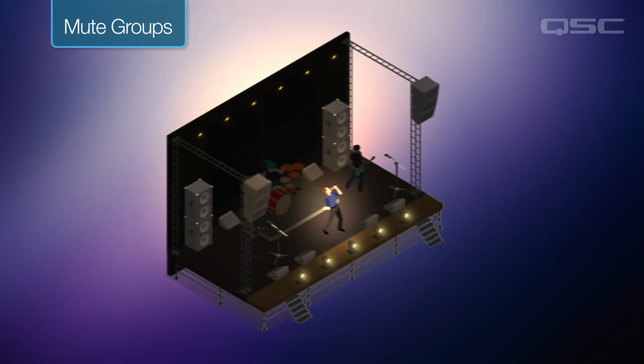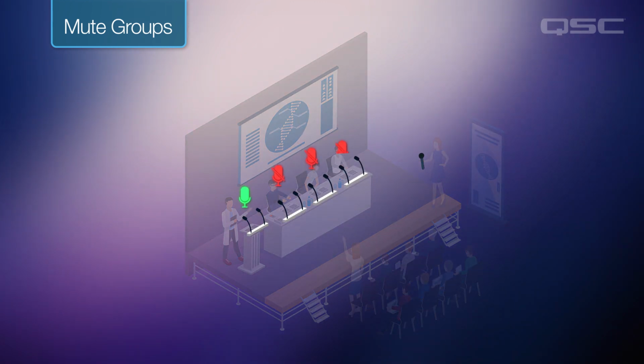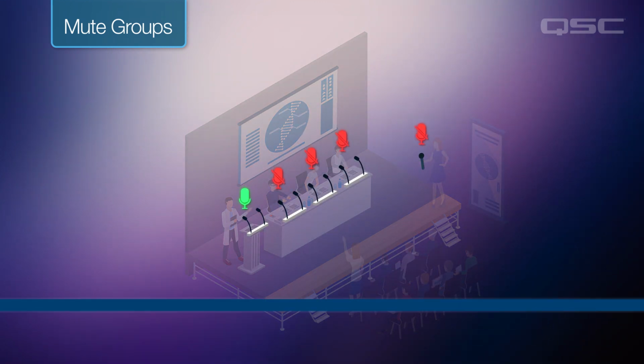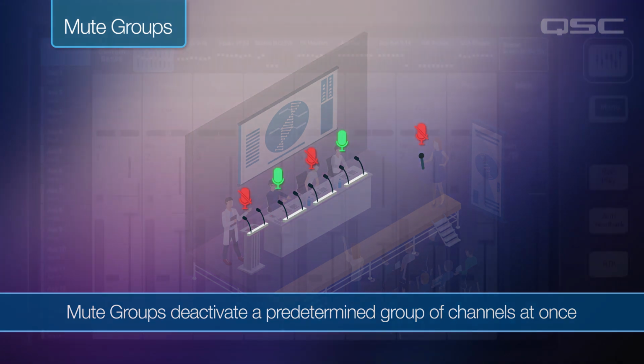If you're doing a corporate event, you'll probably have certain mics or combinations of mics that need to be switched on and off throughout the meeting. Mute groups provide a convenient way to activate and deactivate different combinations of channels very quickly. Here's how to set up a mute group on a TouchMix.